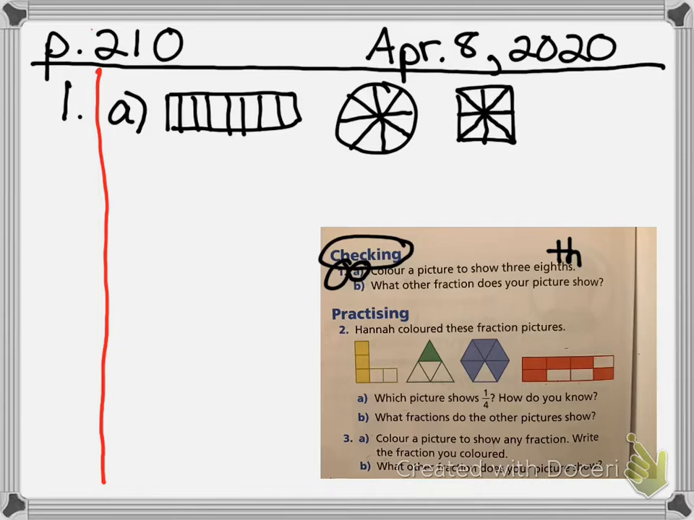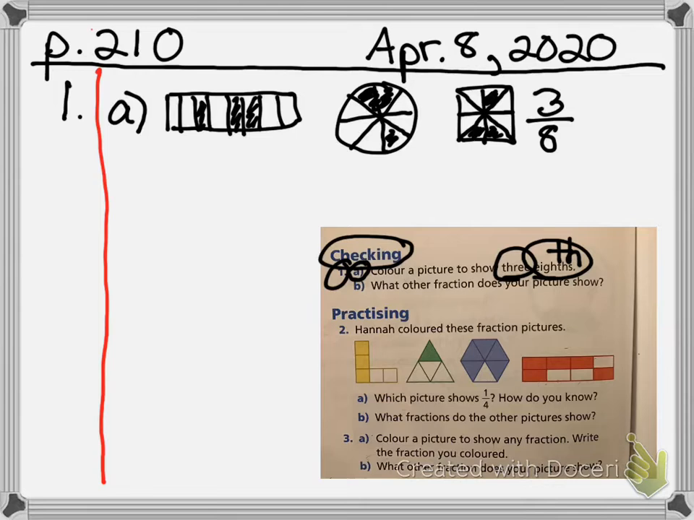Okay, now if you have one of those shapes, I want you to stop the video and I want you to make your fraction show 3/8. So get something to color with or use your pencil. Stop the video and color that in. All right, you should have colored in 3 of the sections on whatever picture you have. So 3 out of the 8 should be colored in. Okay, and beside that, we always write the fraction that we are talking about. So put 3/8 beside it.